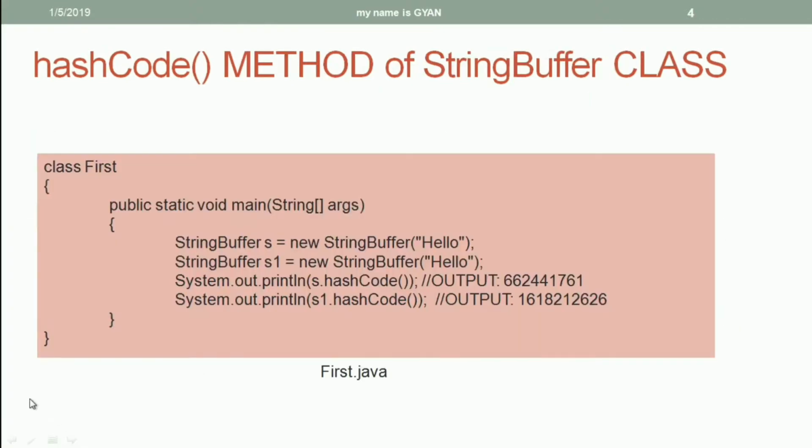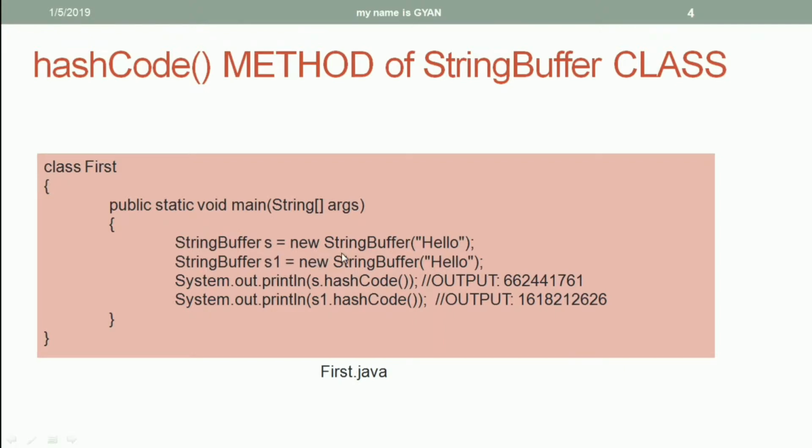If you remember, in the case of the class String, the hashCode method returns the same integer if the content of the two String objects is the same. But here in this case, we are using the StringBuffer object instead of String object, and we are creating a new StringBuffer object by using the content hello, whose reference will be stored into the reference variable s. Again, in the second statement, we are creating a new StringBuffer object by using the same content hello, whose reference will be stored into the reference variable s1.